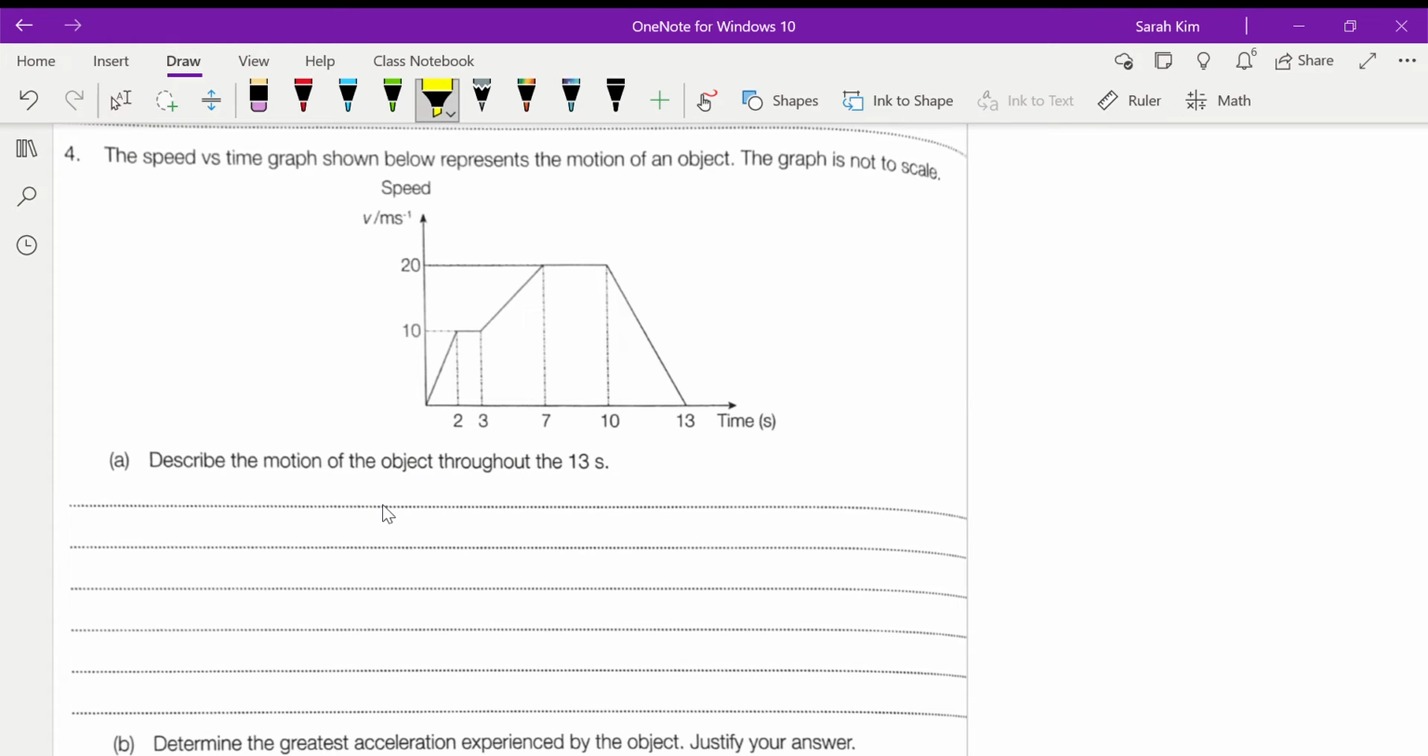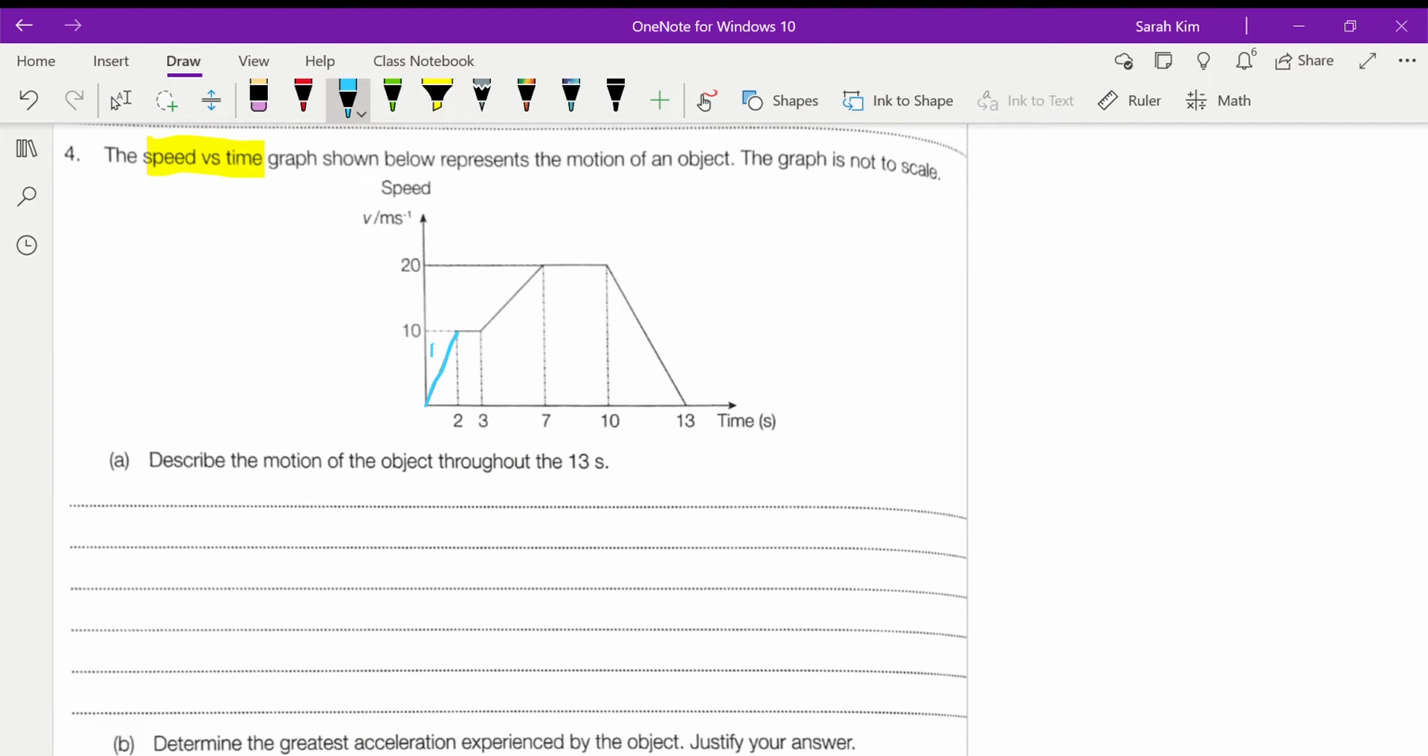Alright, just take a note of what graph this is. It's speed versus time, so it's a scalar. Graph is not to scale. What we have to do first is describe the motion of the object throughout the 13 seconds. So pretty much you have to describe all the little sections.